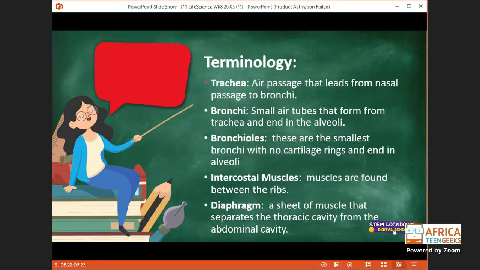Let me just see how many more slides we have. So we still have this slide and this slide. So we'll just look at the rest of the terminology tomorrow.